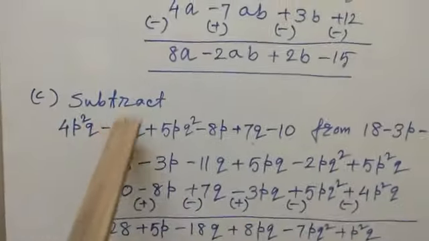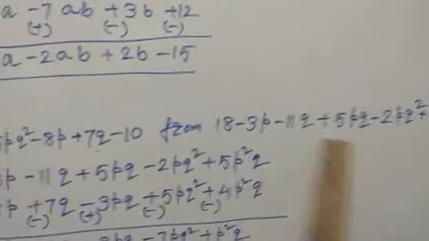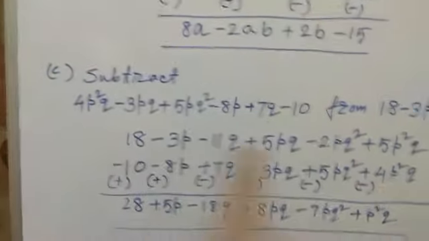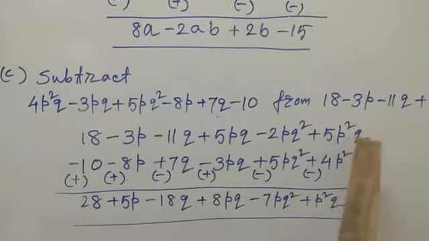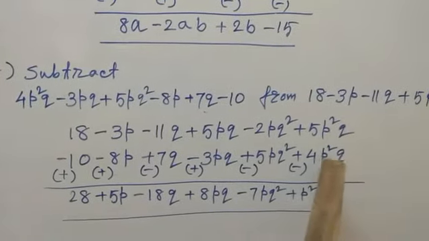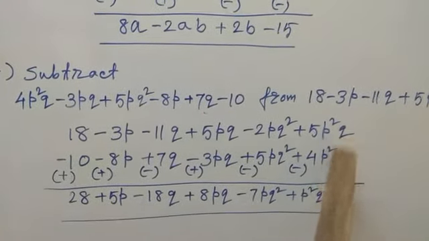One more. Subtract this expression from this expression. It is given in your book. So first I write this expression here. Now 4p square q here, plus 4p square q just below this term. These are two like terms. That is why I write this 4p square q just below this term.